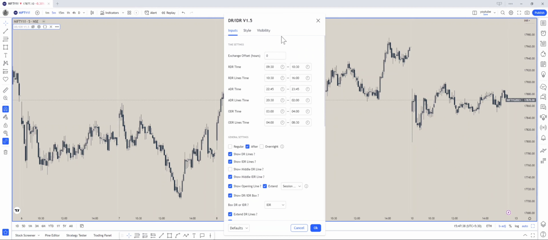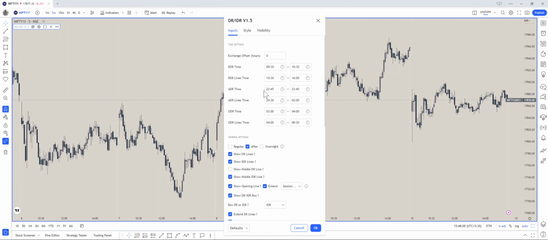Go to your settings and please screenshot the settings and set those timings so that it is going to align with the Indian market timings. Just this would be on, regular off this, and overnight untoggle this. You are going to have this after tick only, this one checked.